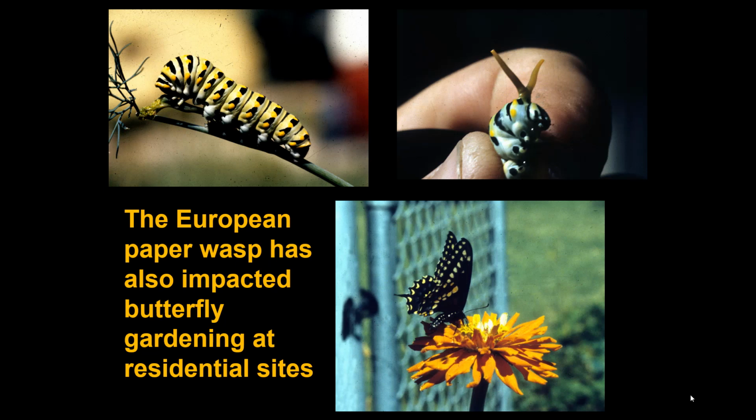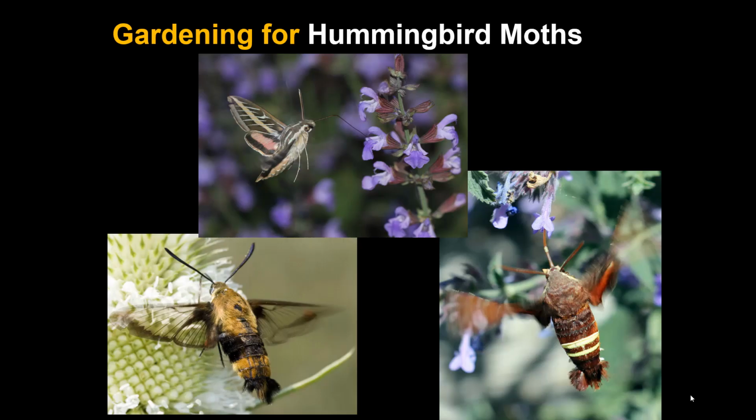I don't know if it's your problem, but this European paper wasp is a game changer. I've not seen any insect that I think has affected Colorado backyard ecology more than that insect. And things really started changing mid 2000, 2004, 2005, 2006, and caterpillar numbers just crashed in many of the urbanized sites where this wasp became established. Anyway, that's kind of depressing. Let's move on to a different subject.